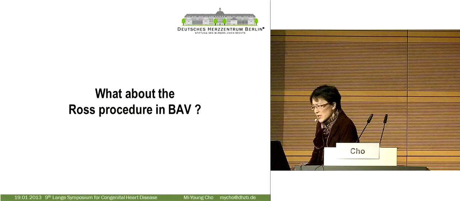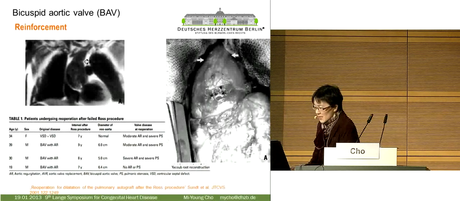But what about the Ross procedure in bicuspid aortic valve? It's not really recommended, but some people tried it. Soon showed some patients where he had to replace the neo-aorta again because it became so big. And interestingly, on Monday we have a similar case. It is a patient who had a Ross procedure and now has an aortic diameter of 7 centimeters, so he needs ascending aorta replacement.